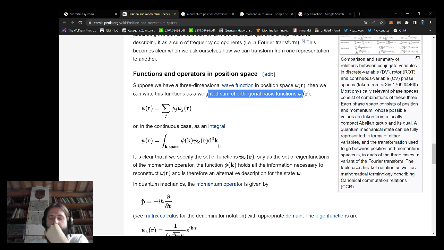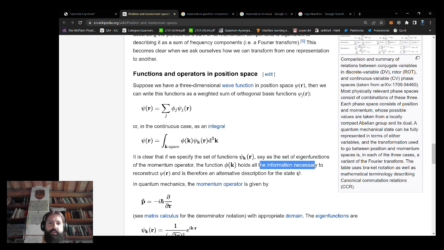d3k. I'm not so sure what this k space in here means, though. Is it clear that if we specify the set of functions psi k r, say, as a set of eigenfunctions of the momentum operator, this function holds all the information necessary? That's true. Okay, so the coefficients of these hold all the information necessary, but I'm not so sure, yeah, to reconstruct these. Momentum of the momentum operator.